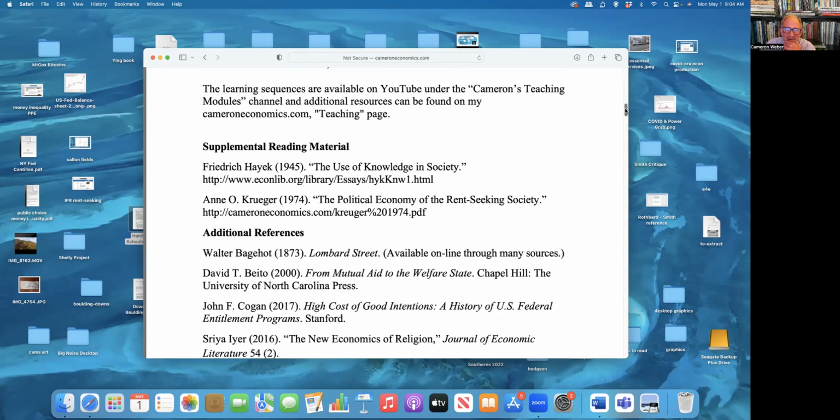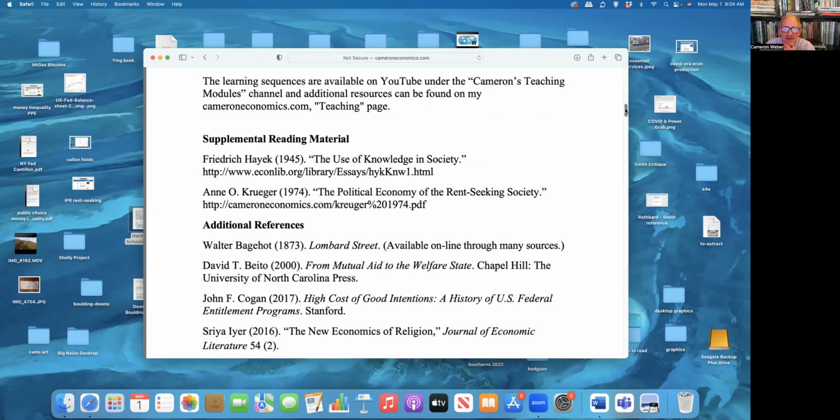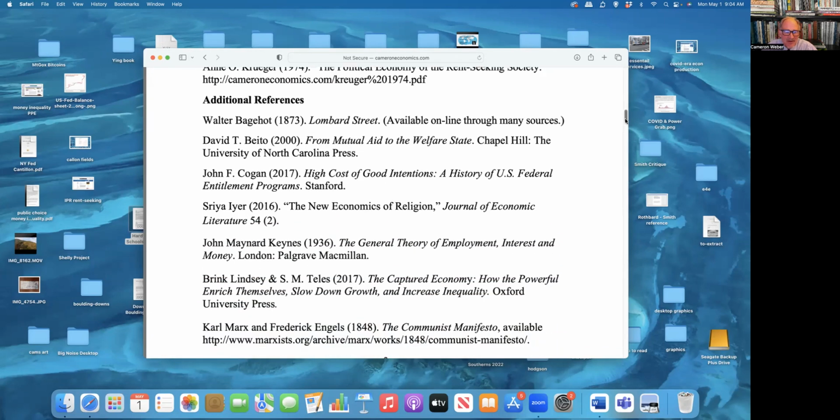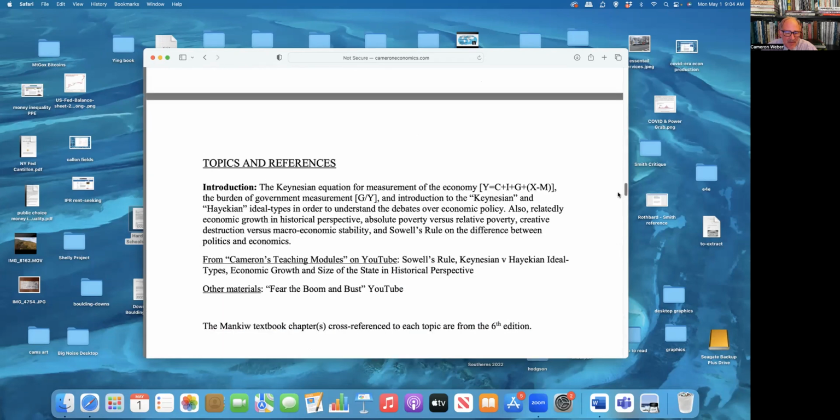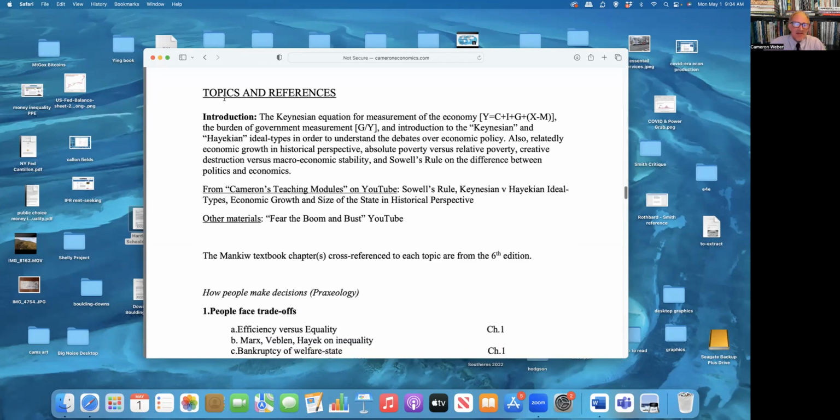And then the two key things in free market economics, which I teach, two of the founding papers, founding ideas, are Hayek's Use of Knowledge in Society and Krueger's Political Economy of the Rent-Seeking Society. So these two articles are key, and they're available here. Again, you don't need to read anything if you can understand the teaching modules. So I start with an introduction to economics using the Keynesian equation.